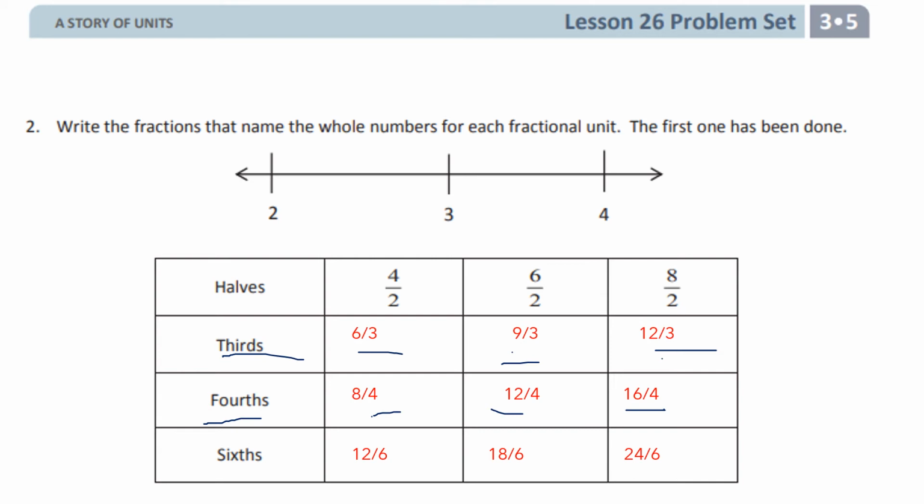Now finally, let's go to the sixths. So again, 2 times 6 is 12. 3 times 6 is 18, and 4 times 6 is 24. So then you don't even need to break this up. If it was easier to break this up, you could have done that.